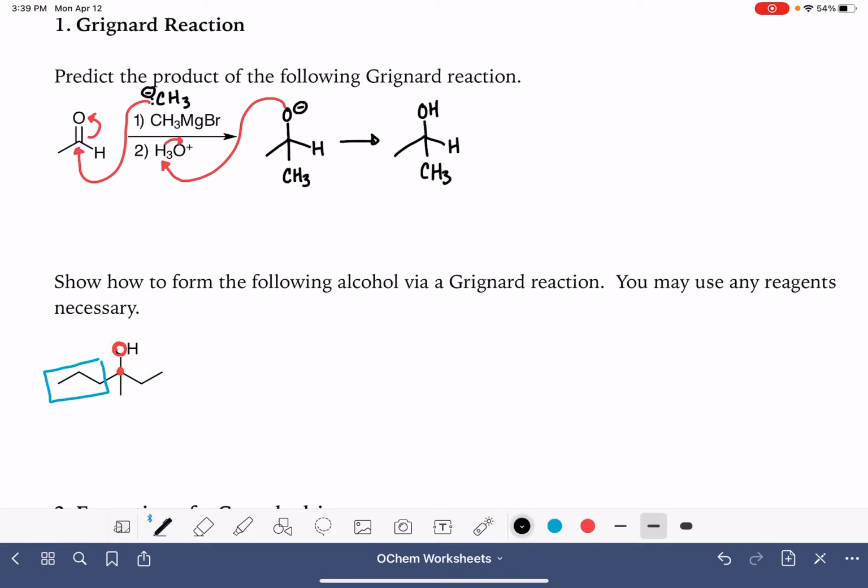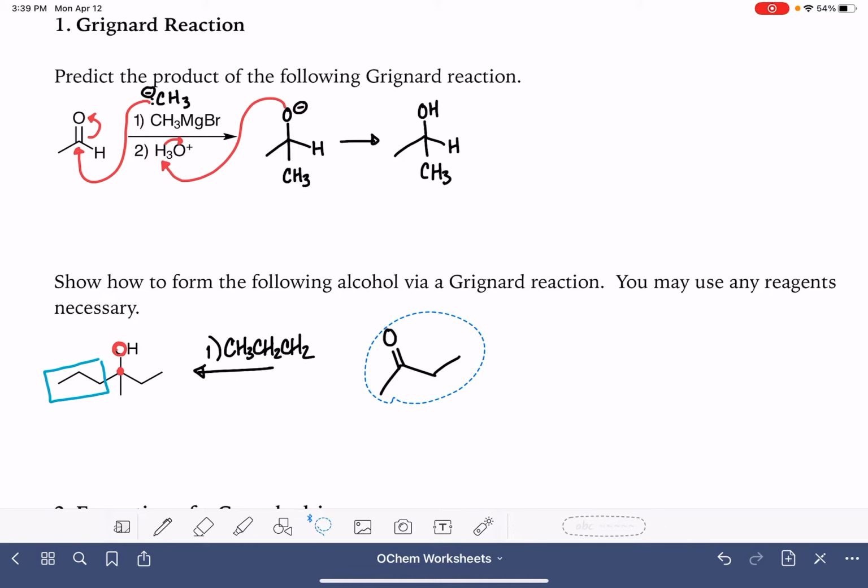It's going to be a ketone in this case. I'm going to draw that molecule right there. So I'm looking for a 1, 2, 3, 4 carbon ketone with the oxygen on carbon number 2. My Grignard reagent is going to have this alkyl group. That's a 3 carbon alkyl group, CH3, CH2, CH2.